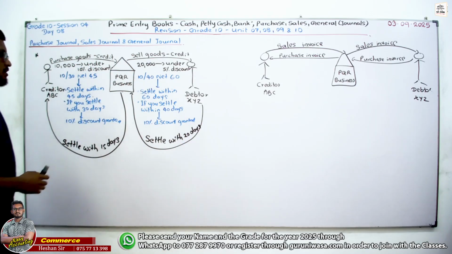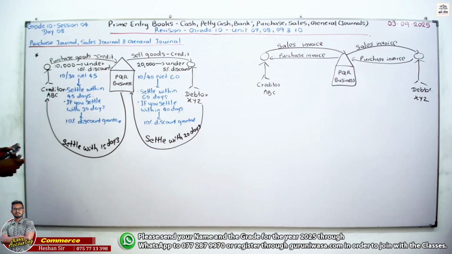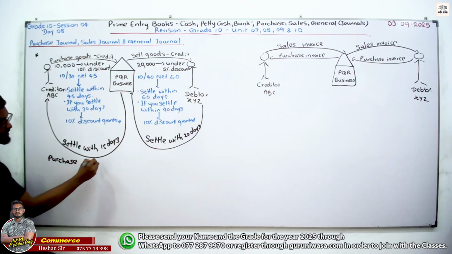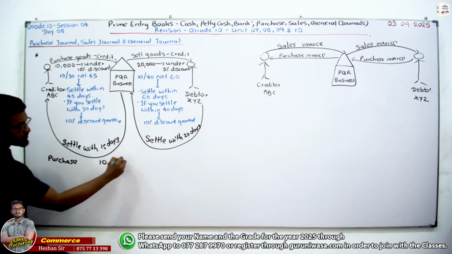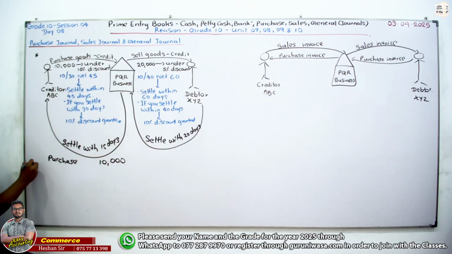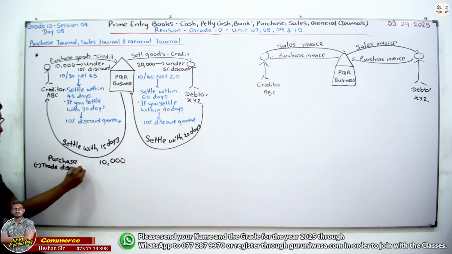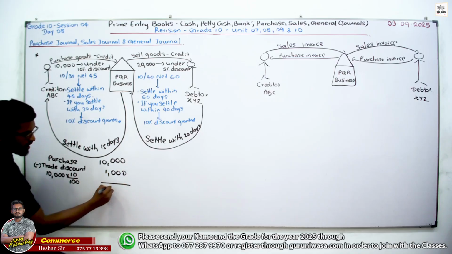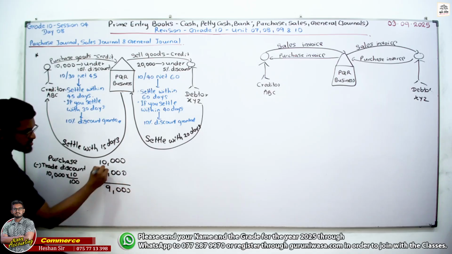Right. Now look here, it's like this. Now you know I purchase 10,000 worth of goods under 10% discount. So you know, deduct trade discount. 10,000 into 10%. 10 upon 100 means it's 1,000. Which means our purchase price is how much?